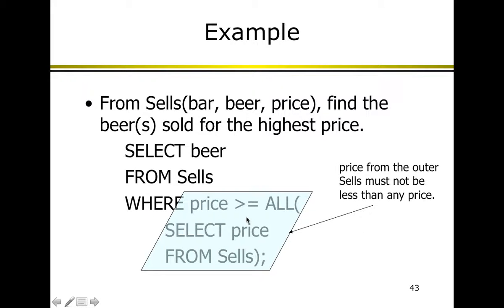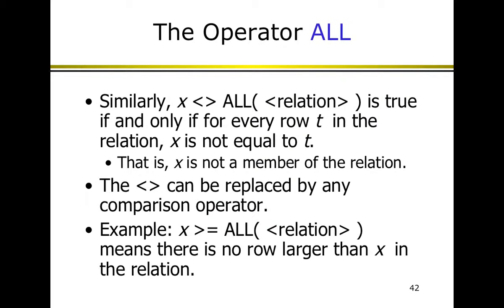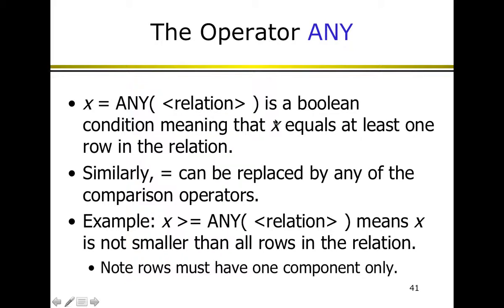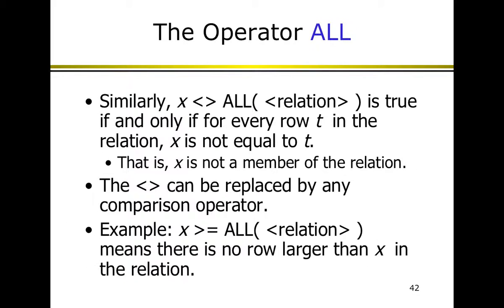Well, let's take a look here. Just to clarify, because I skipped through it, the all versus the any. Any is at least one. All is all of them. Got to be equal to all of them. All those beers in there. It means that no row larger than X is in the relation if X needs to be larger than or equal to all.